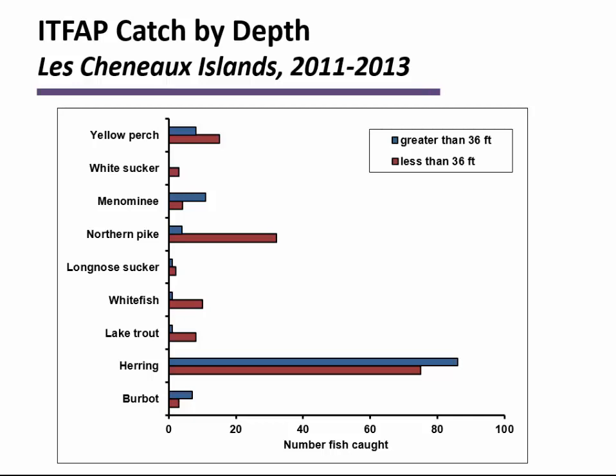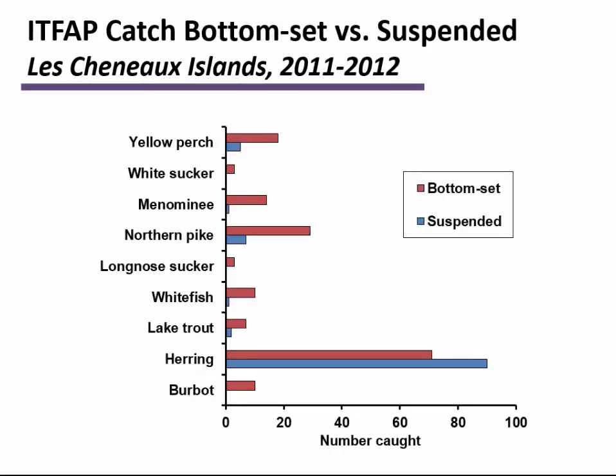And that in less than 36 feet, we got lots of yellow perch, northern pike, whitefish. Most of the other species are found in less than 36 feet, and so the regulation sort of makes sense if you want to reduce bycatch. But you can avoid that situation if you use suspended gill nets. Again, Cisco, the dominant species in our catch, we made greater catches in suspended nets than we did in bottom set nets. And in the suspended nets, we caught almost all herring and hardly anything else. Whereas the bottom set nets, we caught basically everything that was there.